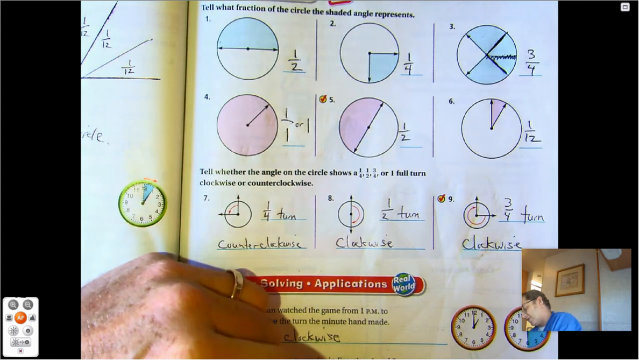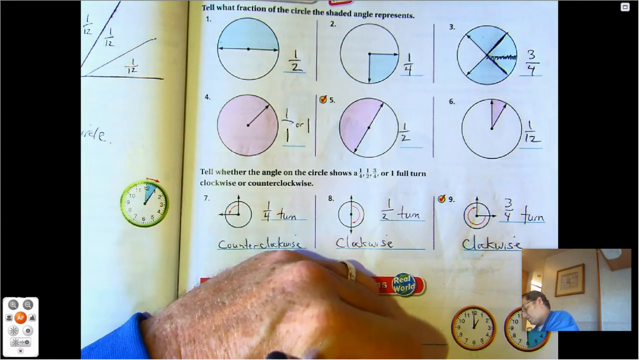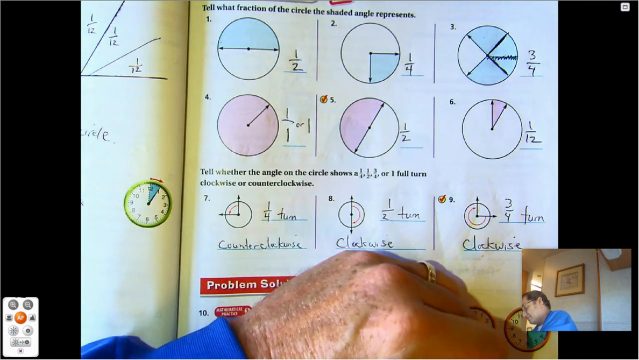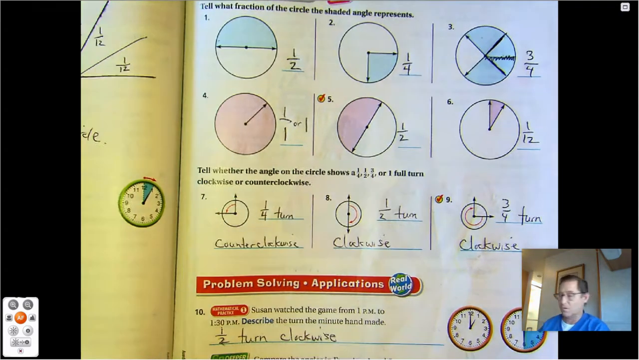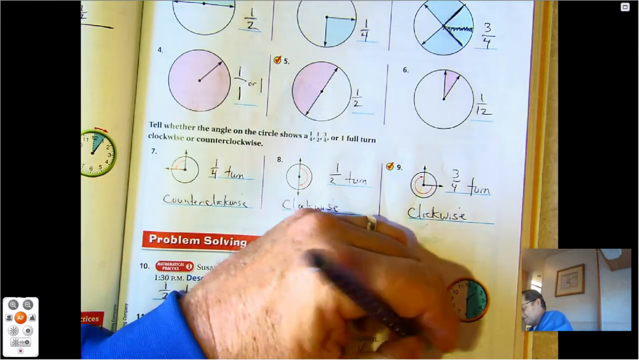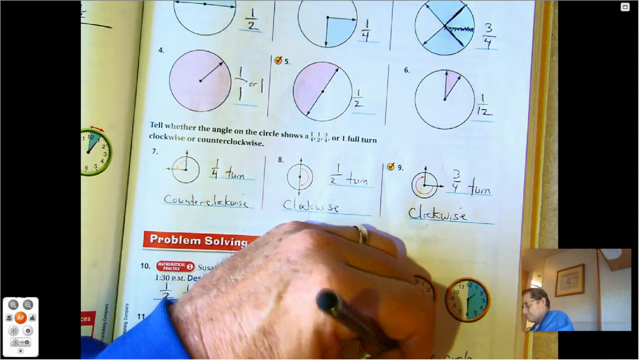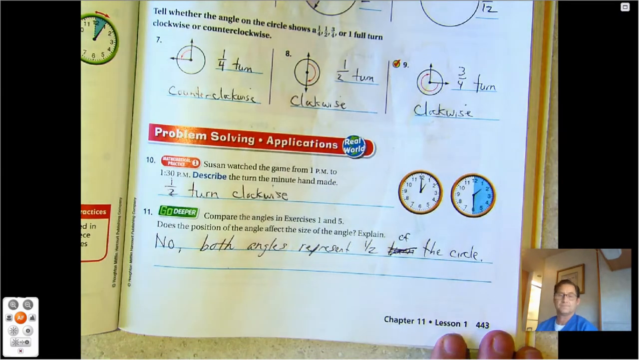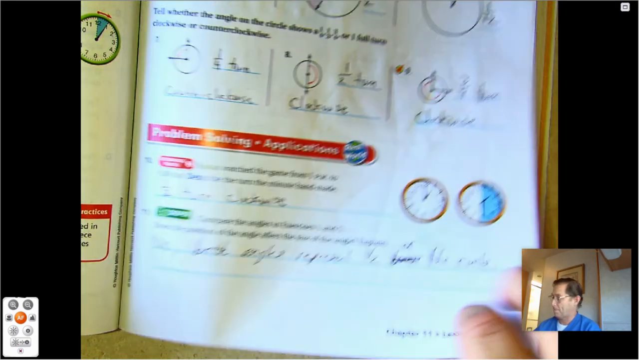Both angles represent 1/2 turn. Well, I'm sorry, 1/2 of the circle equals 1/2 of the circle. So the position doesn't matter.